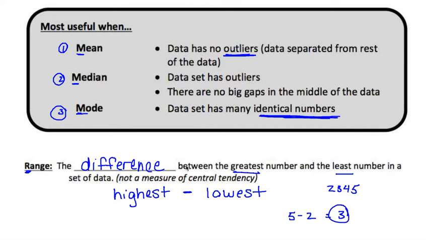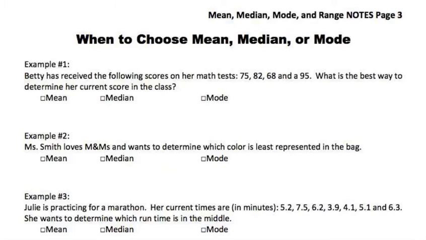Now we can add this to our song, so we can have add, divide, that to find the mean, mode's the one you see the most, median's in between, range is high minus low. So there's your little song. Now let's look at the next page.